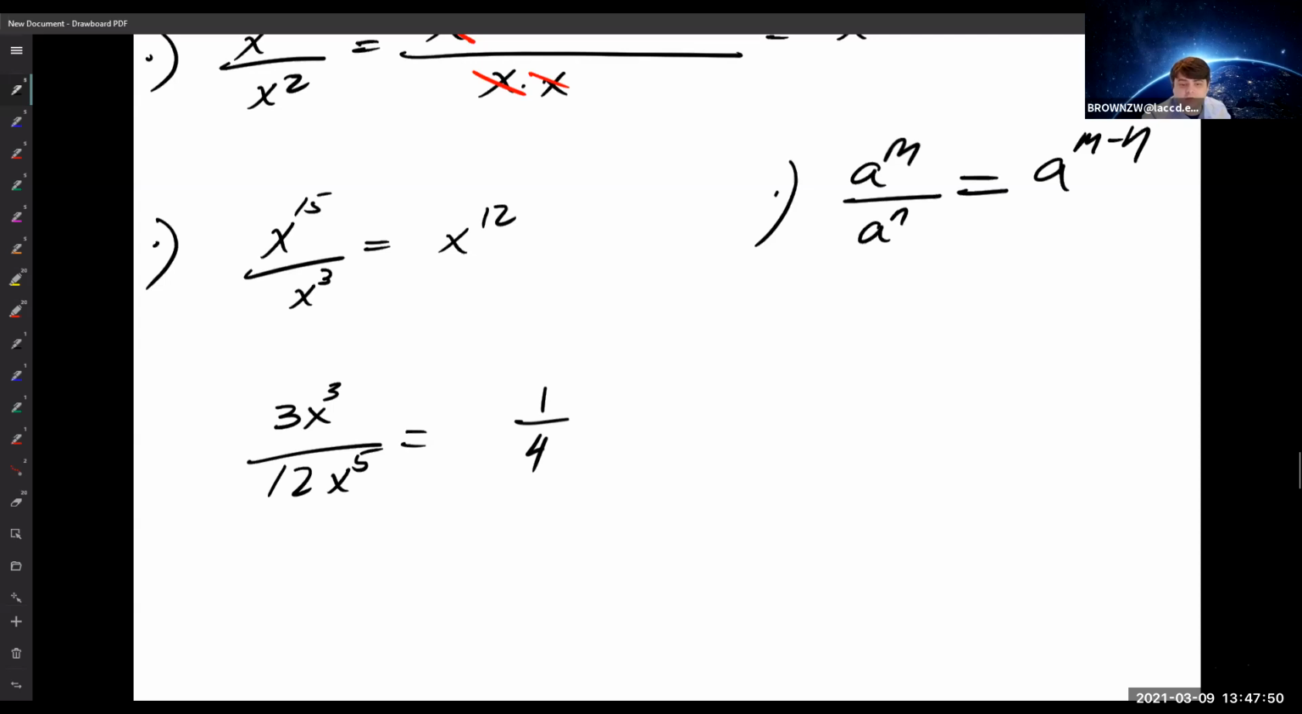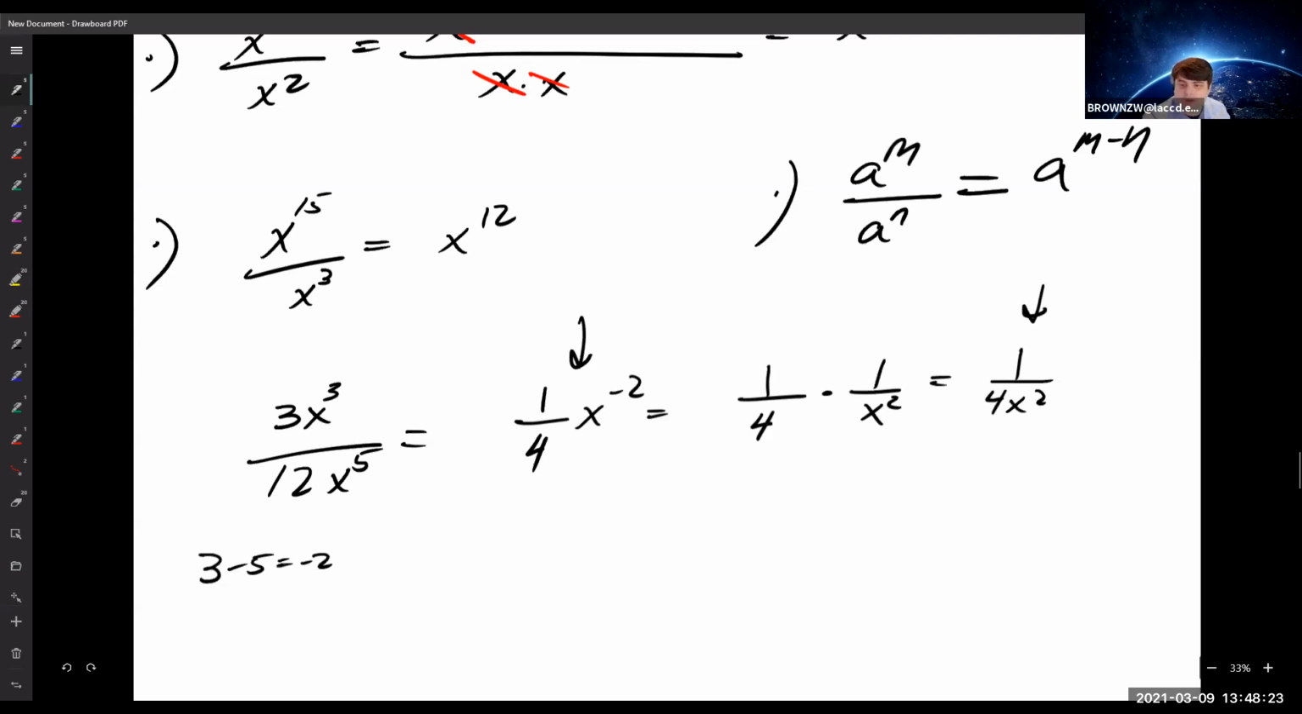There are two ways you can deal with this. You could treat it quite literally. This is 3 minus 5, which is negative 2. So you say this is 1/4 x to the negative 2. That's one way to write it. The other way is doing what we did with negative powers: 1 over 4 and then times 1 over x to the positive 2. So it would leave us with 1 over 4x squared. Both of these answers are valid.